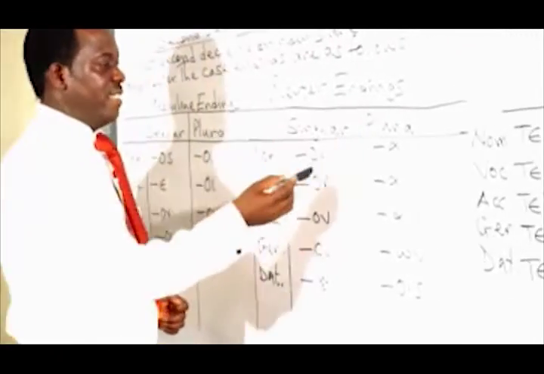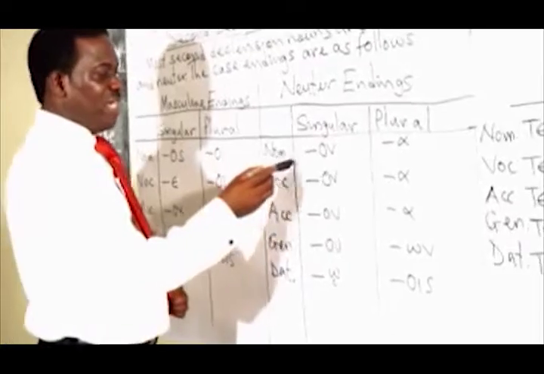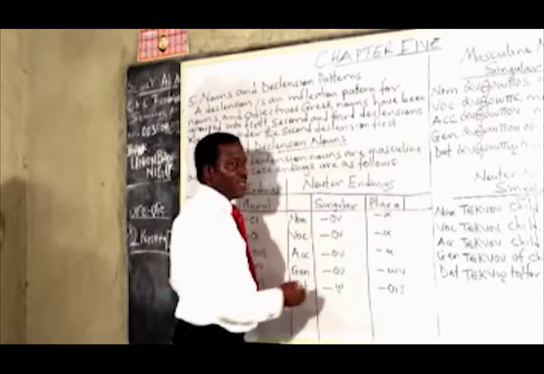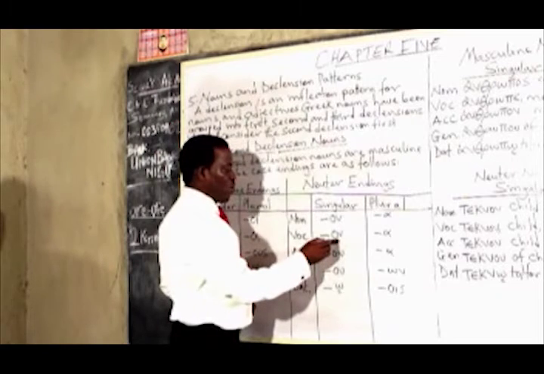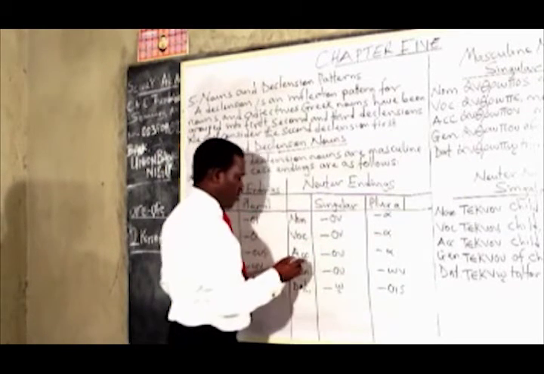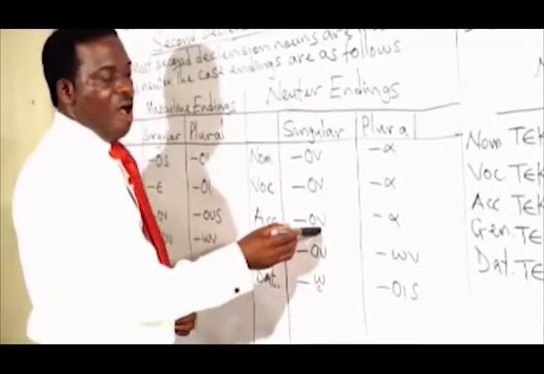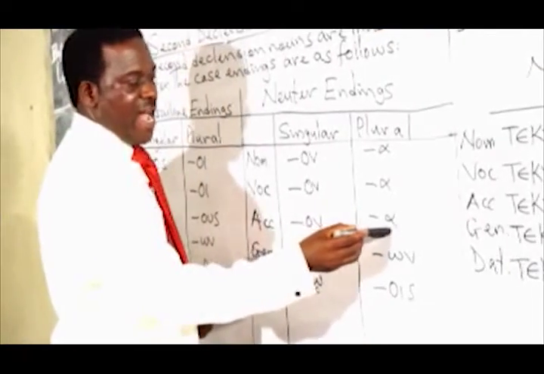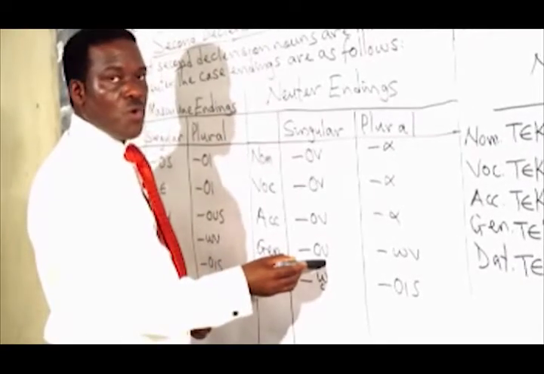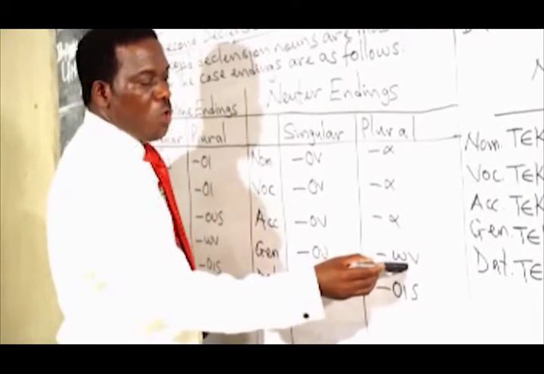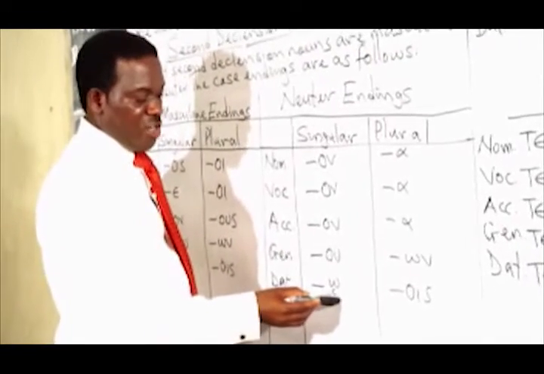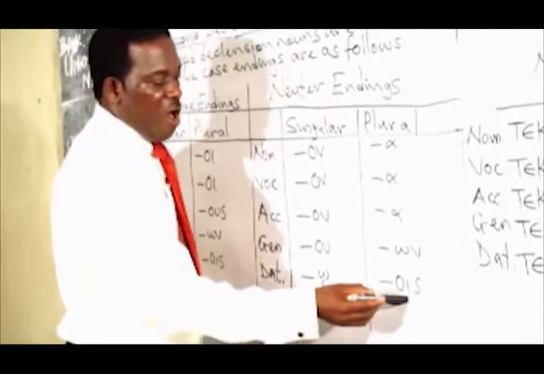Then neuter endings, singular and plural. The nominative singular is on. Plural is a. Vocative singular, on. Plural, a. Accusative singular, on. Plural, a. Genitive singular, ou. Plural, on. Dative singular, o, with the iota subscript, and plural, ois.